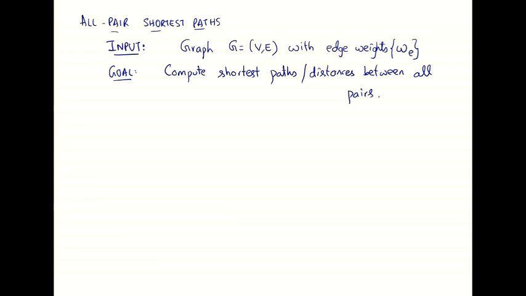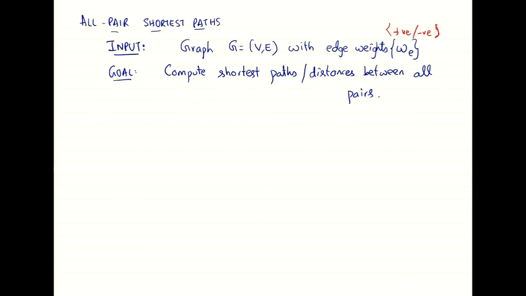This is a very familiar problem to all of you. It's the all pair shortest paths problem. You're given a graph with edge weights. These edge weights can be positive or negative. And your goal is to compute the shortest paths or distance between every pair of vertices in the graph. Positive or negative, without negative cycles for now. Okay? And this is your goal.